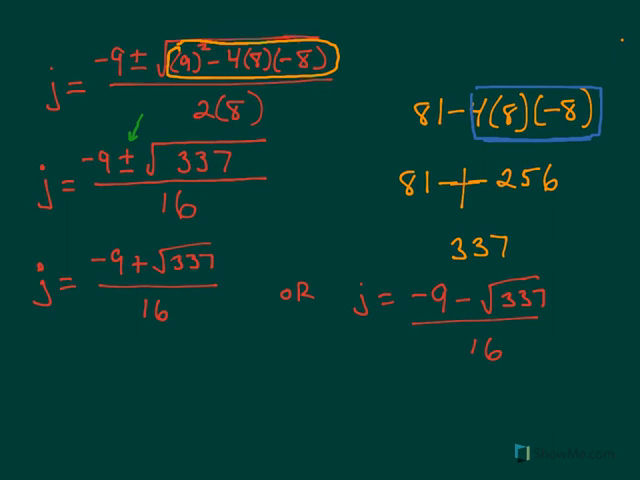So let's go ahead and walk through this. You want to do the square root of 337. That's going to get you a big, long, messy decimal. So square root of 337 is 18.35755975. You want to hang on to all those decimal places in your calculator. And then you're going to add that to negative 9, and then you're going to divide by 16.